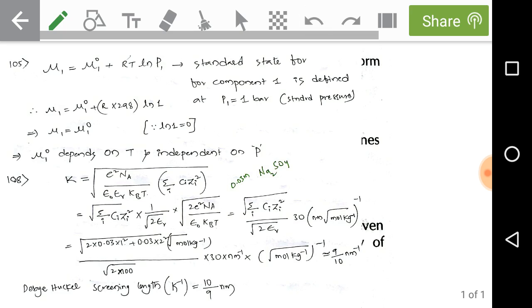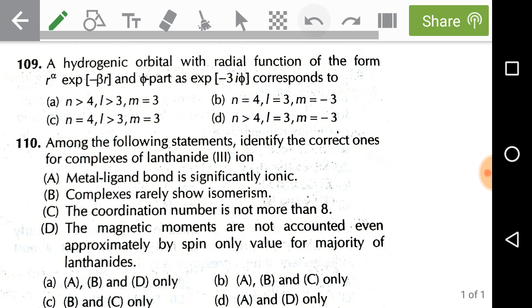Okay, and by just taking all the values in it, we can get 9 by 10 per nanometer, but it is indicating K. Whereas the Debye-Huckel screening length is indicated by kappa inverse, that's why here 10 by 9 nanometer is the correct answer. Okay, and next question, 109 question.